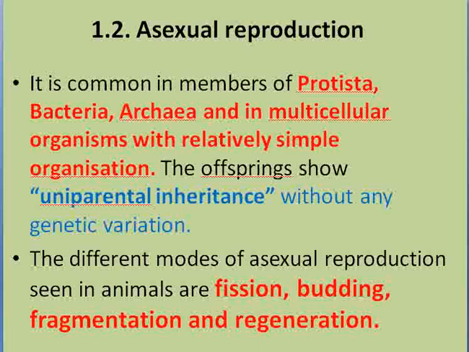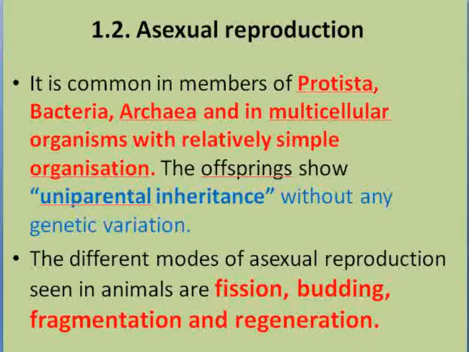When we talk about asexual reproduction, it is generally common in the members of Protista, bacteria, Archaebacteria, and in some of the higher organisms, that is multicellular organisms which have a simple organization, which also show asexual reproduction. Asexual reproduction is also called uniparental inheritance. And there are different methods or modes of asexual reproduction observed in animals. They are fission, budding, fragmentation and regeneration. So now let us see one by one.